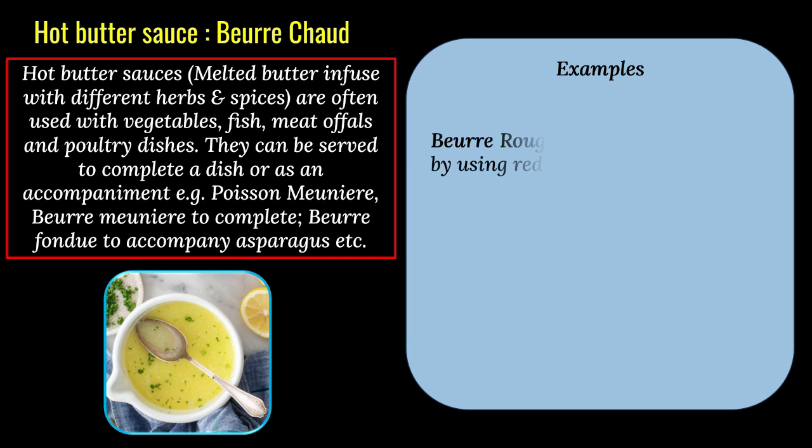Another example, beurre rouge, make as beurre blanc by using red wine. The rouge means red, so naturally same as beurre blanc, but in this case we are going to add red wine to get the color.